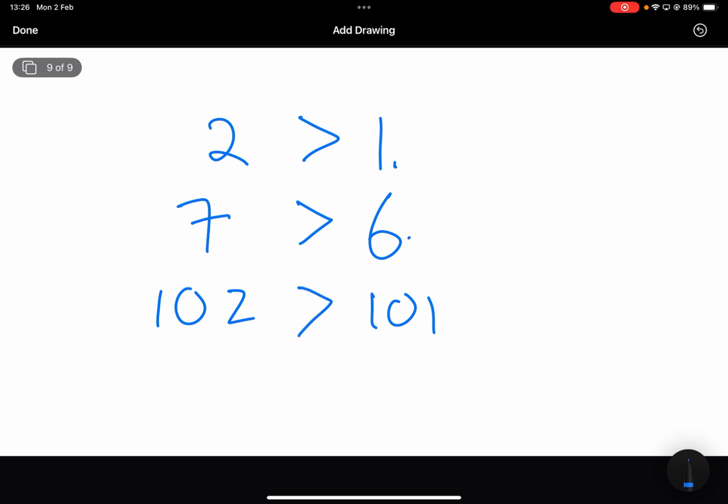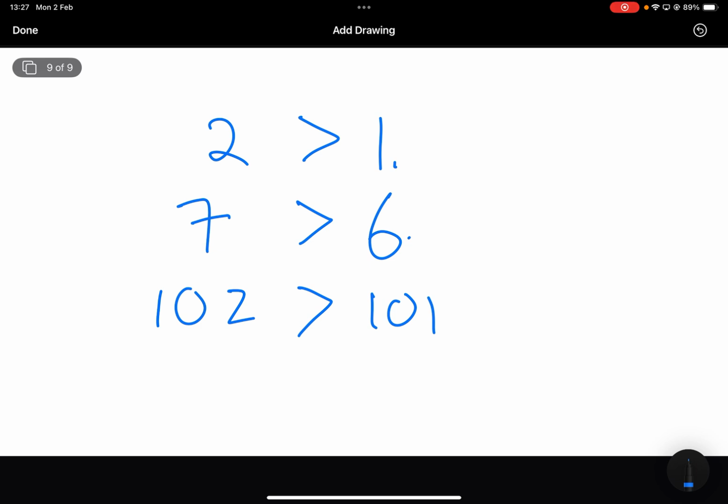So whenever I'm adding numbers, the relationship doesn't change. If I add the same to both sides, the relationship will still remain. Larger than will still be larger than. If we were to subtract numbers, 102 larger than 101, I minus 100, 2 and 1, 2 will still be larger than 1. So the relationship doesn't change. Okay? So plus and minus are settled.